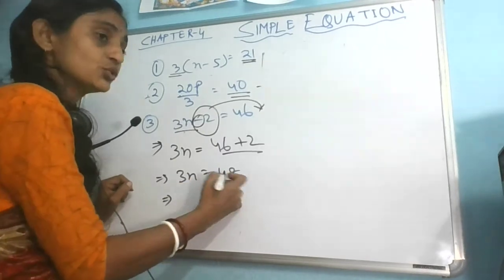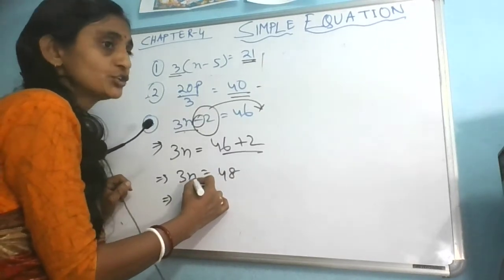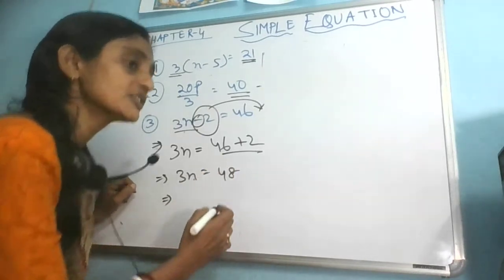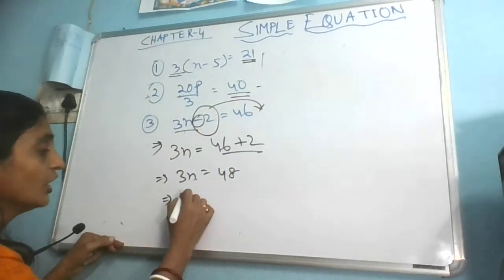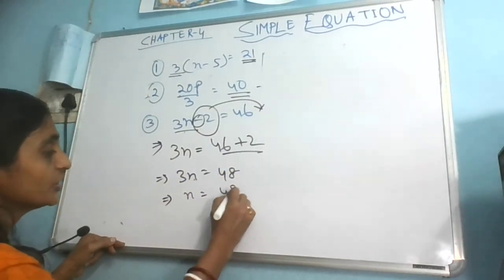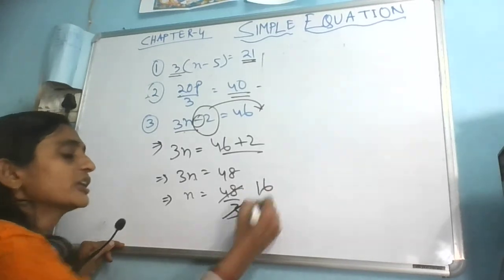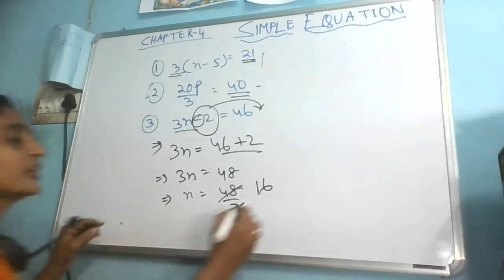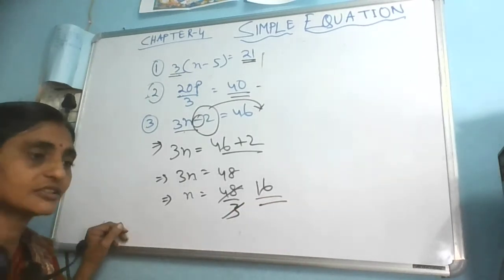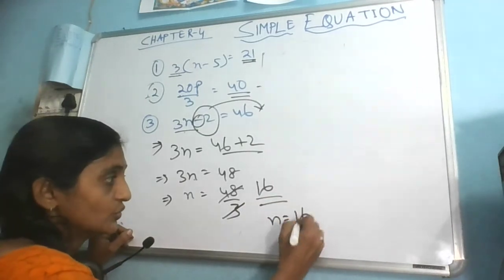Now I want to make that n separate. So what I can do here, if 3n stands for 48, then 1n equals how much? 48 by 3, it will be 1/3 of it. So after cancelling this, what am I getting? 16. So what is the value of n you have got in this case? Your answer will be n equal to 16.